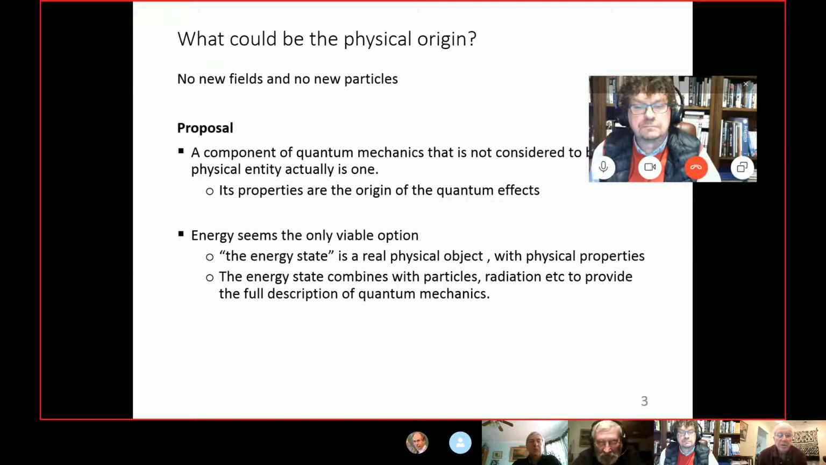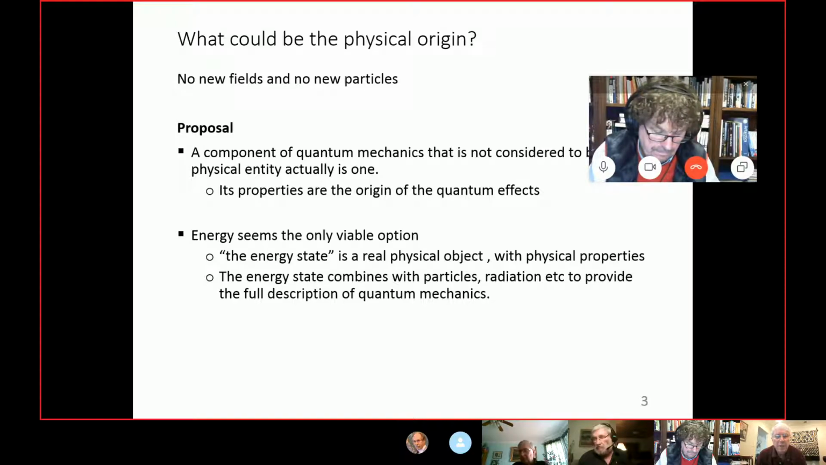So it occurred to me that one way out of this is to say, is it possible that some component of classical mechanics, which we don't normally expect to have physical properties of its own, actually does have physical properties? And if you look at the characteristics of mechanics, which might be momentum, position, mass, and so on, the only thing that seems to be a viable option is energy.